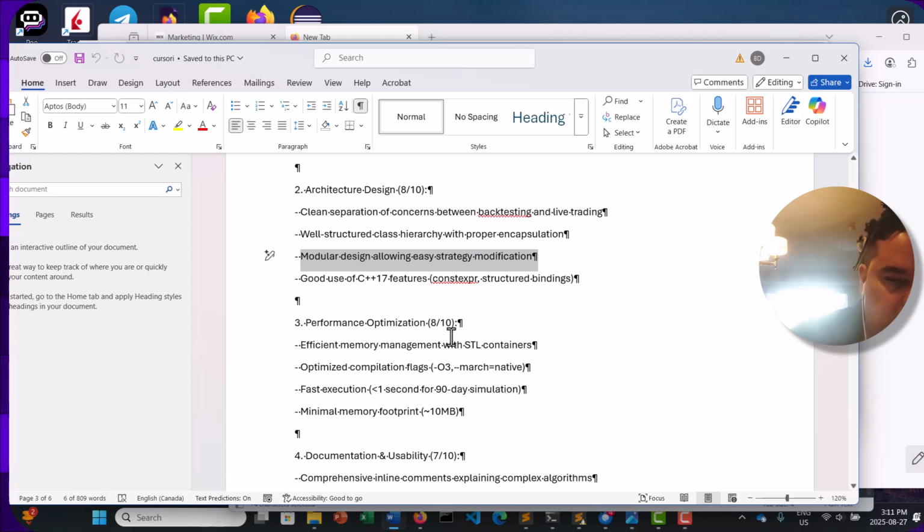Performance optimization, 8 out of 10. Efficient management with STL containers. That is what a lot of these HFT shops want. They want as few dependencies as possible to be able to use homegrown model implementations that they develop. And it's, again, proprietary, and they'll tweak that and optimize it to make it as low latency as possible. Optimization flags are used as part of the compilation process. It has fast execution with less than 1 second for a 90-day simulation.